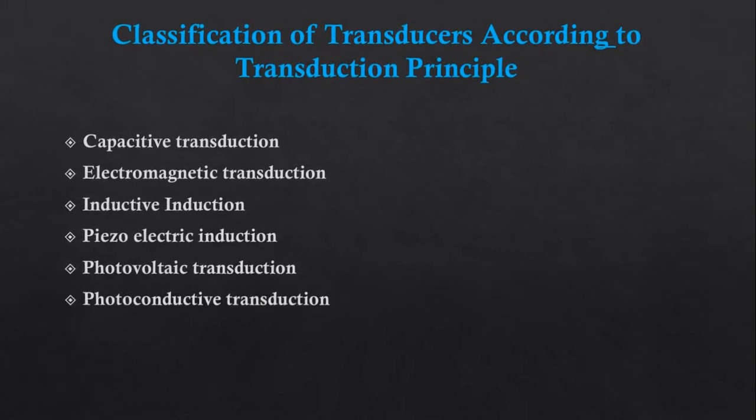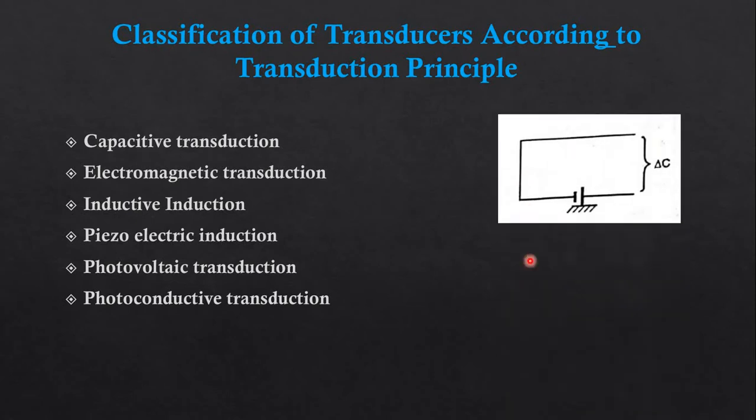Now, classification of transducers according to the transduction principle. Based on which type of principle we are using in our transducer, we can classify our transducers. The first one is the capacitive transduction, which looks like this. In a capacitive transducer, the measurand is converted into a change of capacitance, that is, delta C over here. The capacitance consists of two plates that are separated by a dielectric.